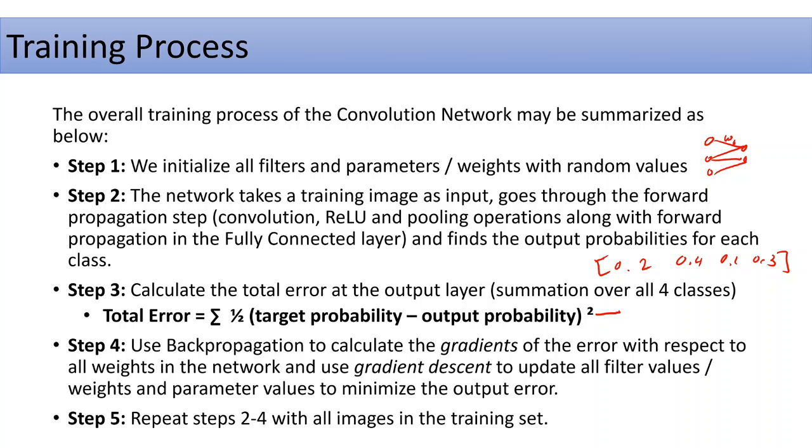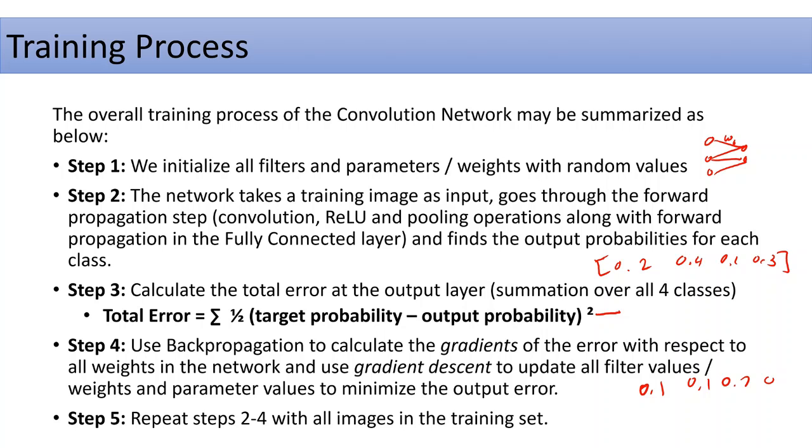When the same image is input again, the output probabilities might now be a bit different. Let's say something very close to what we want, like 0, 0.1, 0, 0.1, 0, 0.70. This basically means that the network has learned to classify this particular image correctly by adjusting its weights, because the output error has reduced.